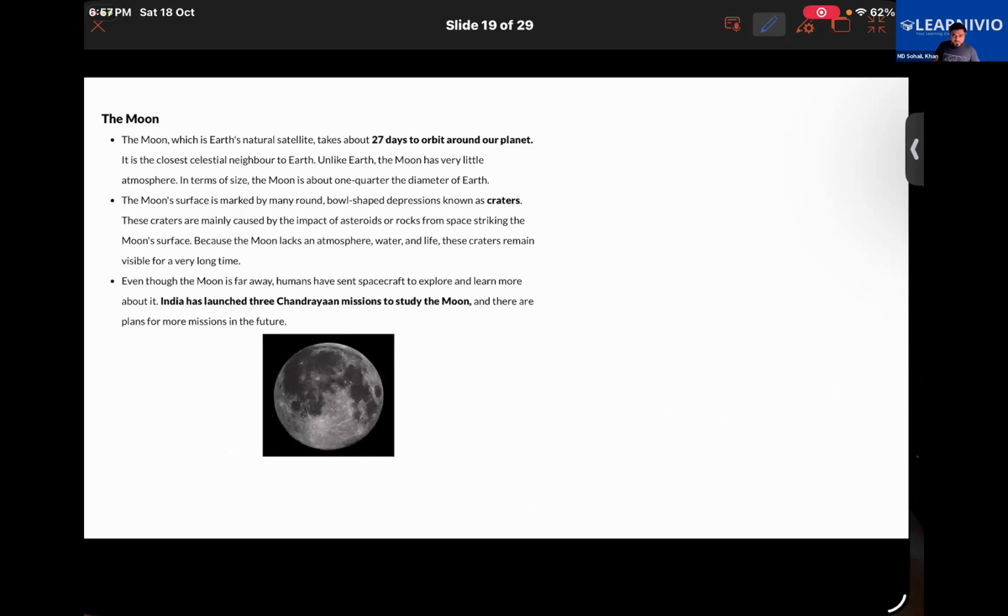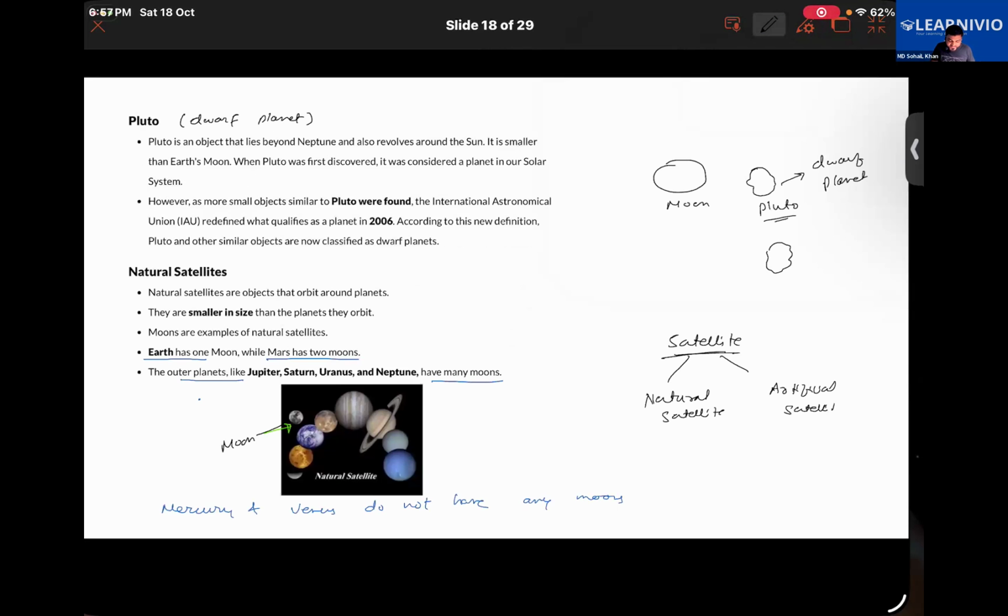Sometimes a question might be asked: which planet has the maximum moons? It has now been confirmed that Saturn has the maximum number of moons. Earlier it was believed that Jupiter did, but now the first position is held by Saturn. Saturn has 146 moons. Jupiter has around 95 moons.